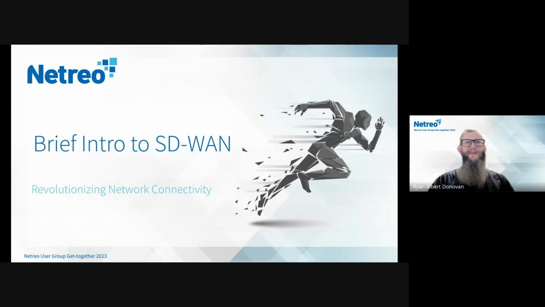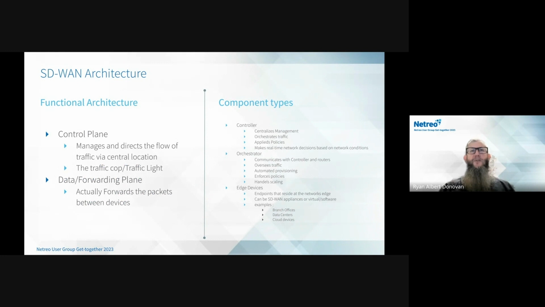Now that we have the housekeeping out of the way, let's kick things off with a brief introduction to software-defined wide area networking, or SD-WAN. SD-WAN is a revolutionary approach to network connectivity that is rapidly reshaping the world of corporate networking. At its core, SD-WAN is a virtual WAN architecture that decouples the control plane, which is responsible for managing and directing the flow of traffic, from the data or forwarding plane, which actually forwards the traffic packets.